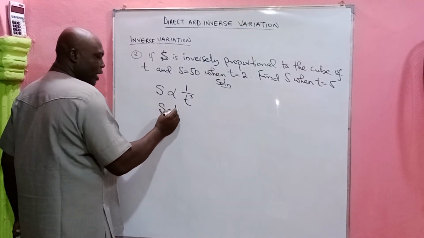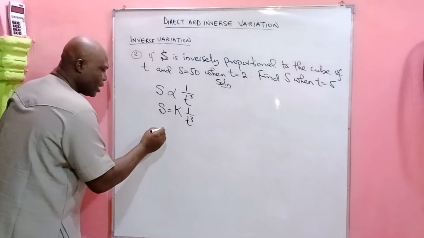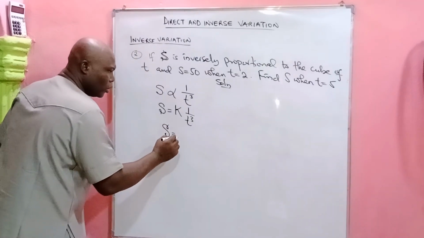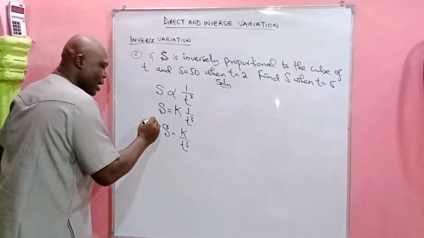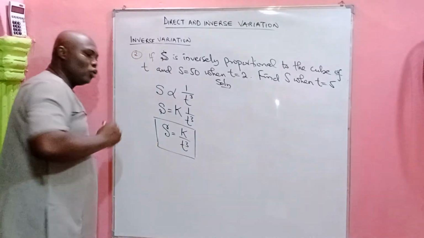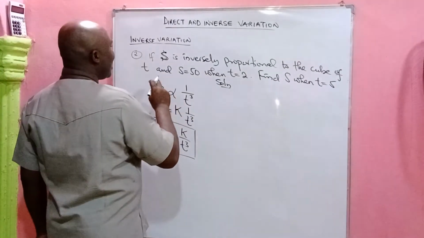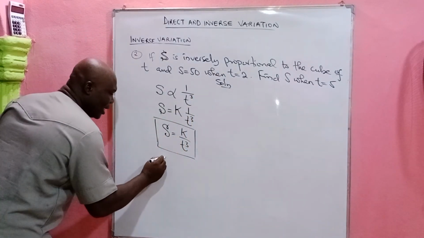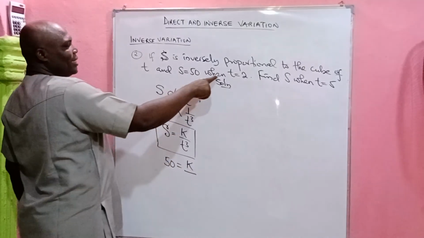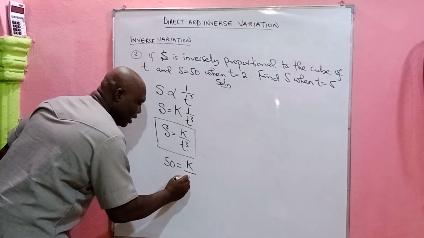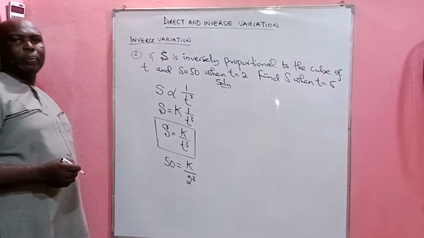S will be equal to a constant of what? 1 all over t raised to power 3. So that gives us S now to be equal to k times 1, which is k, all over t raised to power 3. And of course, this is important in knowing the formula connecting S and t. All right, so they now say that S is 50. So S here is 50, equal to k all over, when t is 2, 2 raised to power 3, because we're having t raised to power 3.